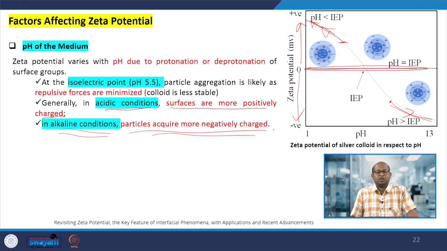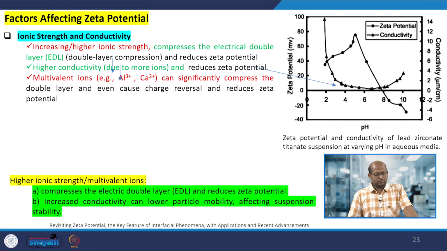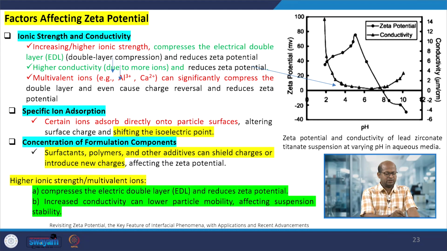So depending upon that, by controlling pH, either using acid or base, we can control the zeta potentials of the materials that we have. Okay, so there are some other factors: ionic strength and conductivity will also affect zeta potentials. Specific ion adsorption and the concentration of formulations also change it. Sometimes we use surfactants, polymers or other additives that cover or screen the charges. As a result, the overall zeta potential would be affected.